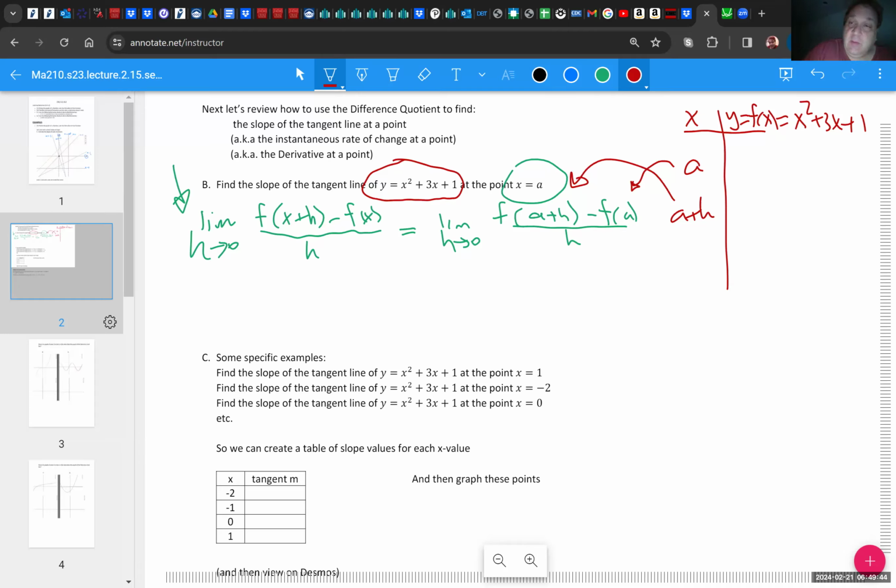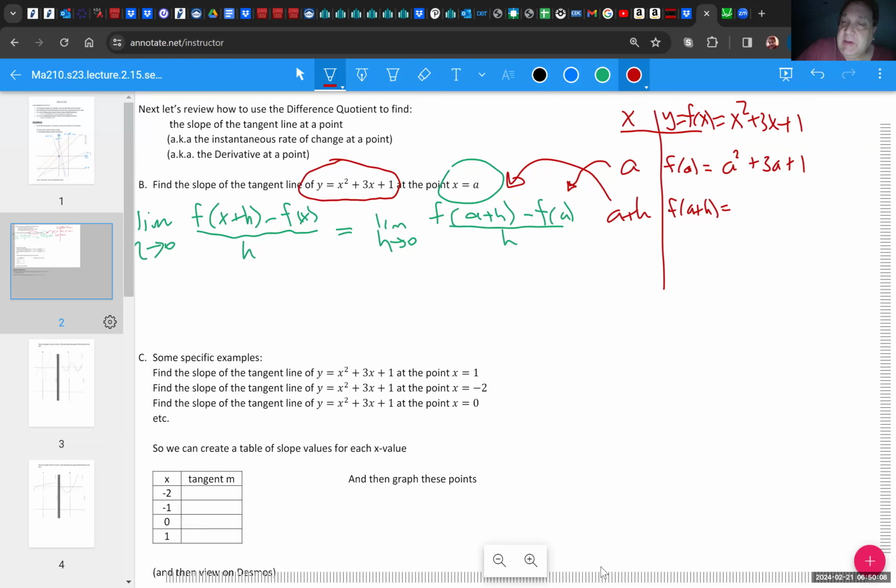When I plug in a, that means I just plug the a into the x. So that gives me f of a, and nothing shocking here. It's just a squared plus 3a plus 1. For the second one, we need to do f of a plus h, and this is a little more algebra. We plug a plus h into the formula, so I get (a plus h) squared plus 3 times (a plus h) plus 1.